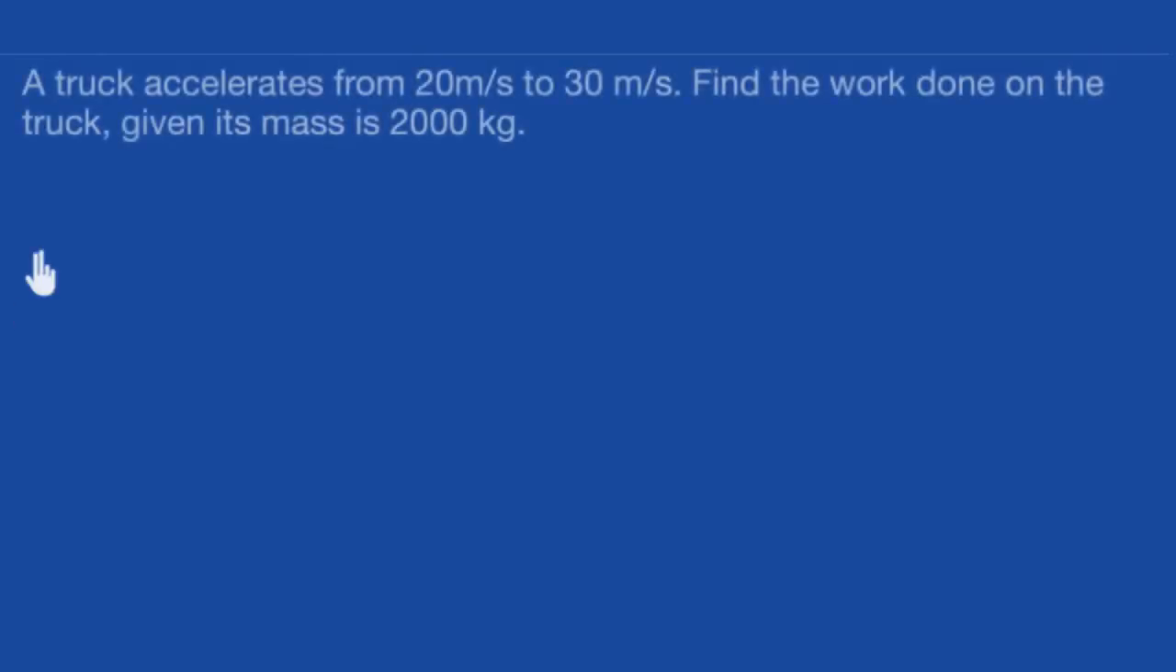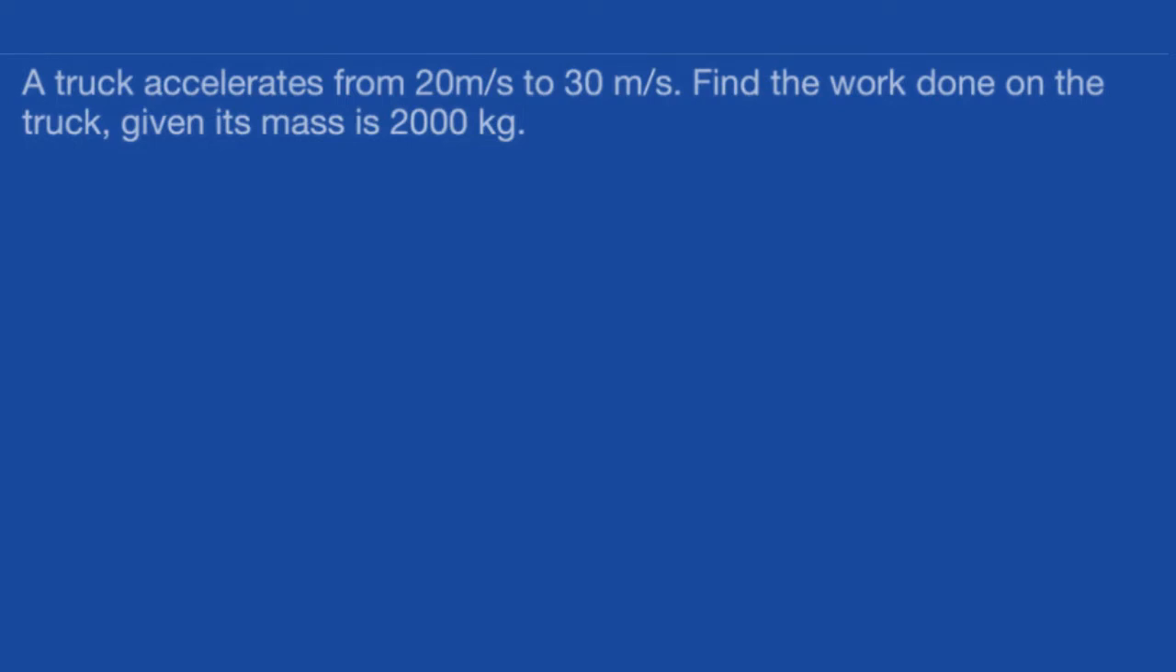Let's solve a couple of problems on calculating work done that are given to us. Here is the first example. A truck accelerates from 20 meters per second to 30 meters per second. Find the work done on the truck, given its mass is 2,000 kilograms.